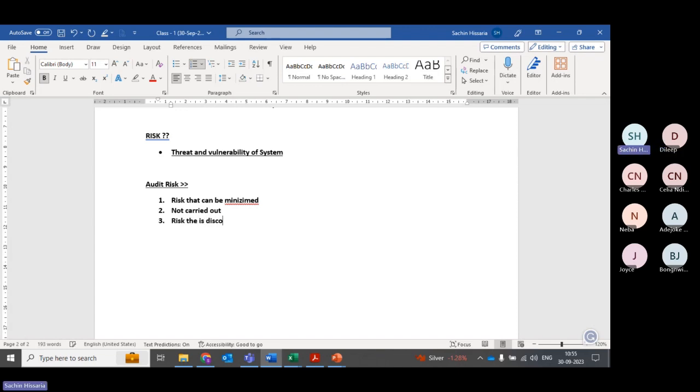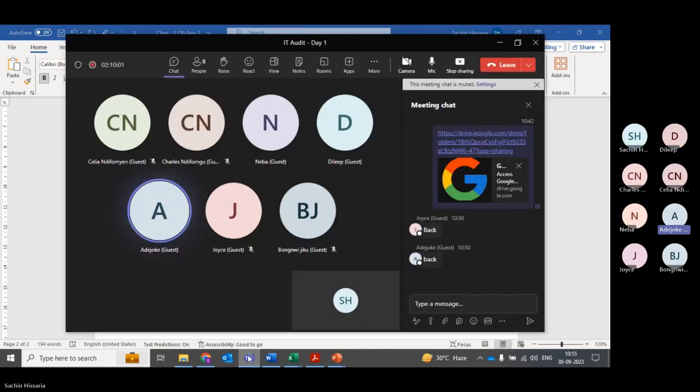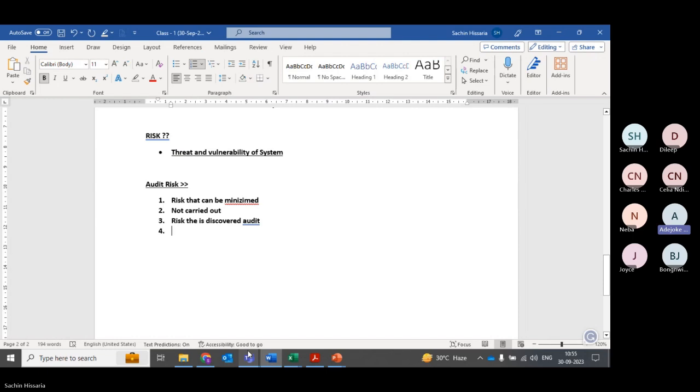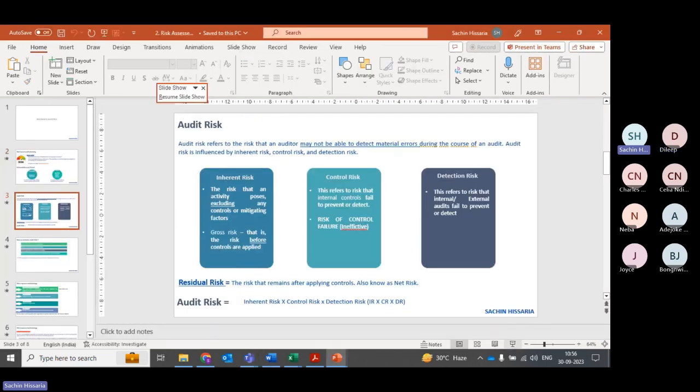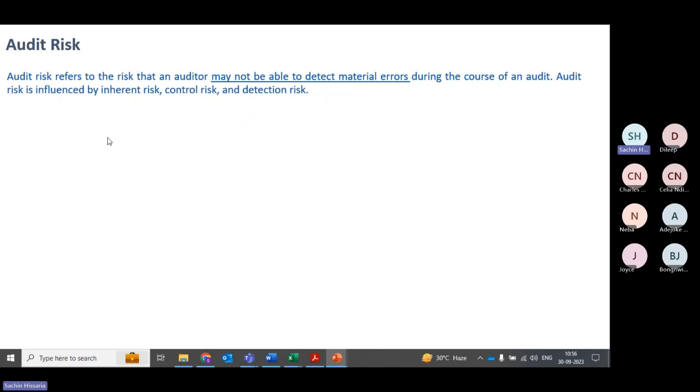What about others? I think risk includes risks that the auditor may not be able to see in the course of carrying out the audit. Very good answer, Eddie. So, guys, what is an audit risk? Let's discuss it.